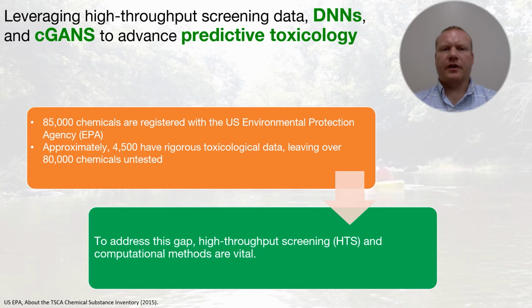There are currently 85,000 chemicals registered with the U.S. Environmental Protection Agency that are manufactured in or imported into the U.S. Of these, approximately 4,500 have rigorous toxicology data, leaving over 80,000 chemicals untested. To address this huge data gap, high-throughput screening and computational methods are vital.